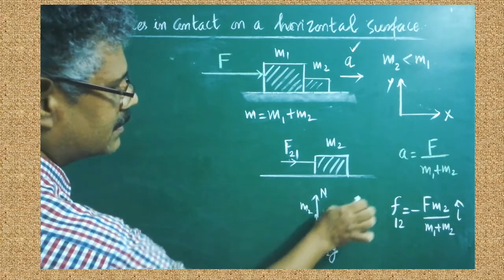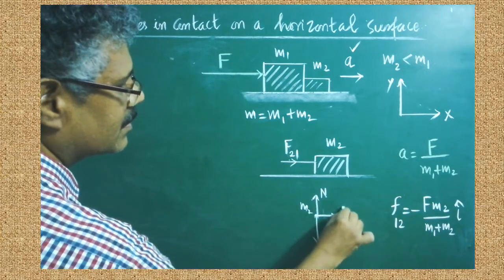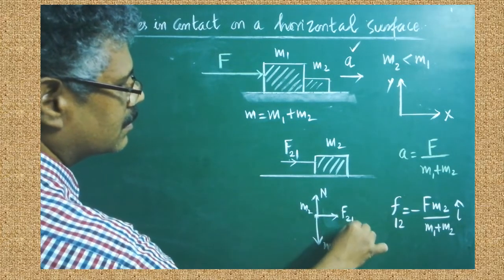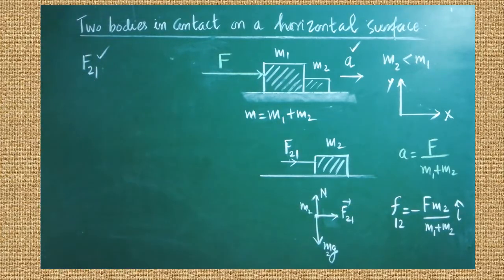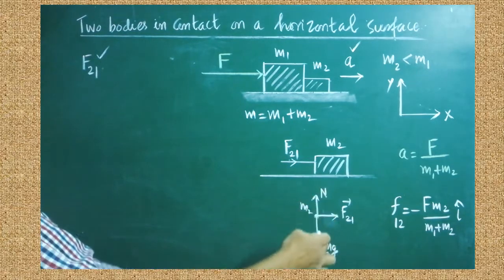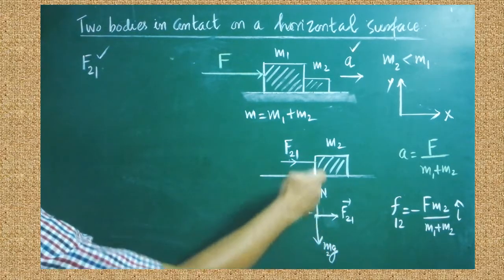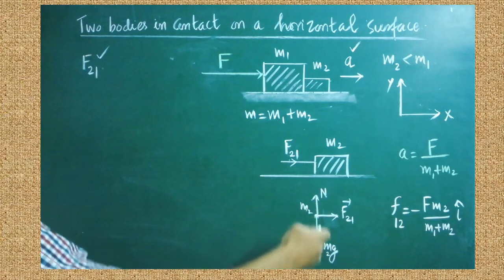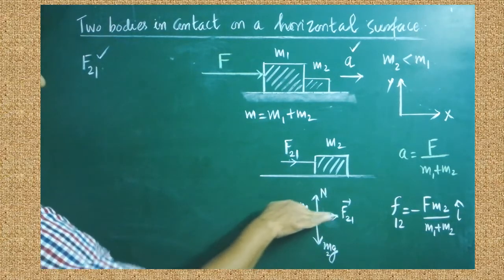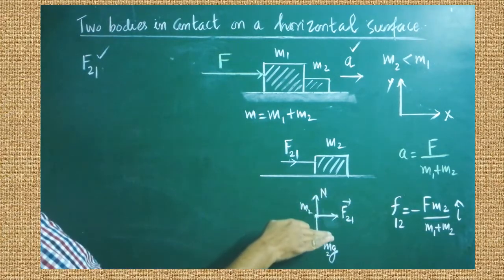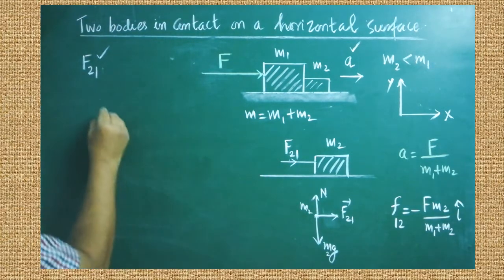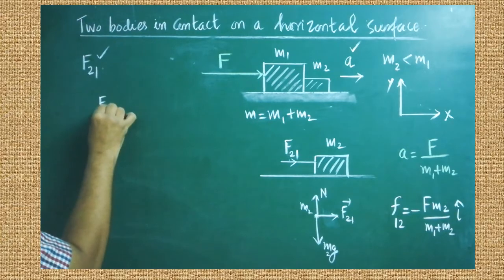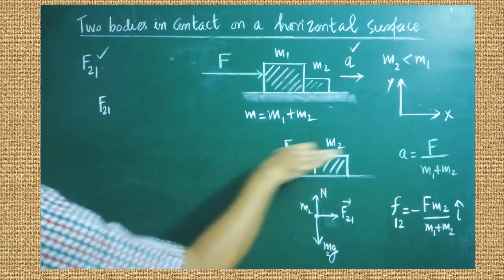Therefore, this one can be written as F21. Are you clear? This is the vector. This is the only force which is acting in this direction. Since the two equal and opposite forces are acting, there is no movement of the mass along the y direction, but there is a movement of the mass along the x direction. First you write this one. In which direction is this acting? F21 is acting along the positive x direction.